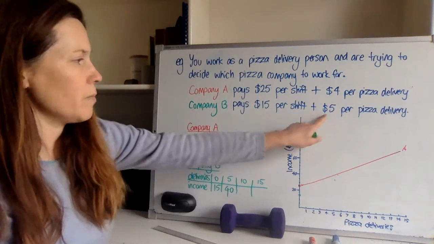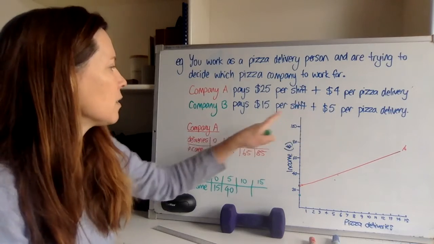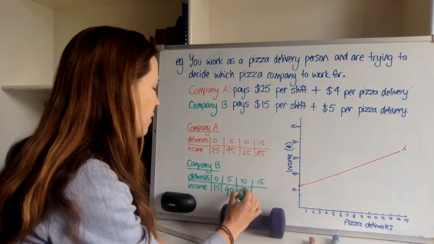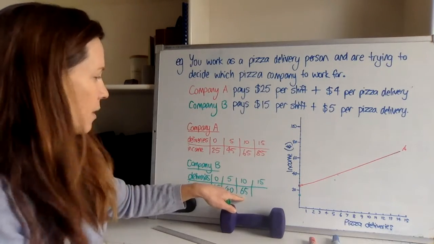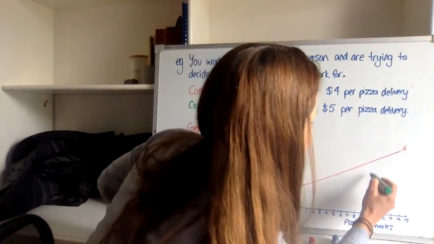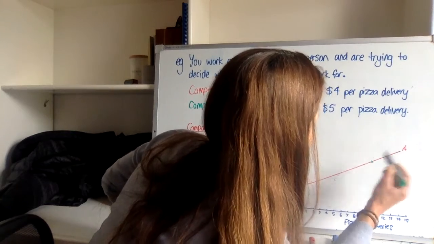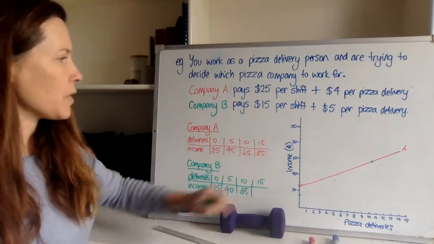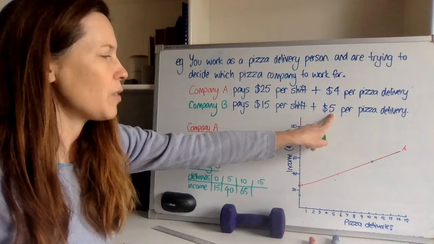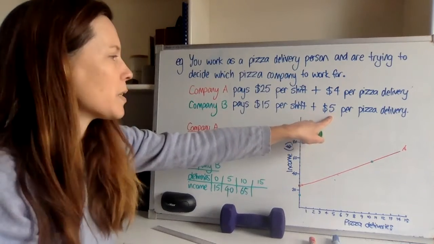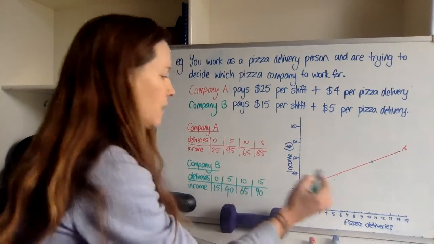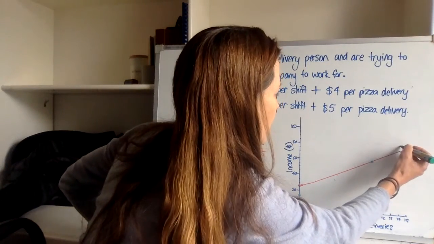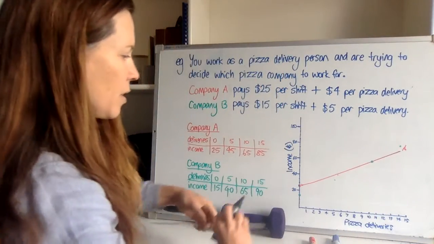10 deliveries, well, 5 tens is 50, plus 15, we're making $65. And you might notice that's exactly the same amount as Company A was making. So 10 deliveries, we're right on the same spot. And for 15 deliveries, 15 fives is 75. You can put these numbers in your calculator if you need to. And 75 plus 15, that's 90. So we're making a little bit more than Company A by the time we're up there.